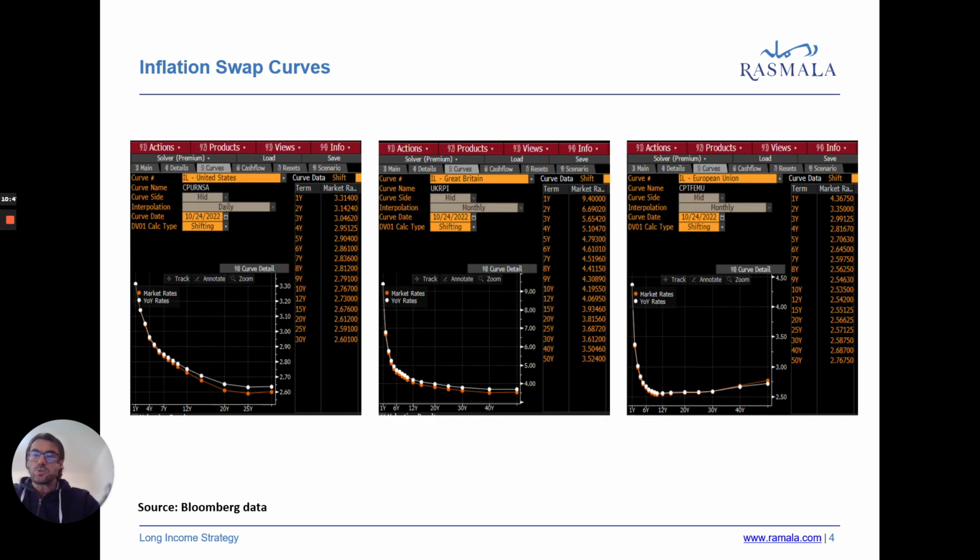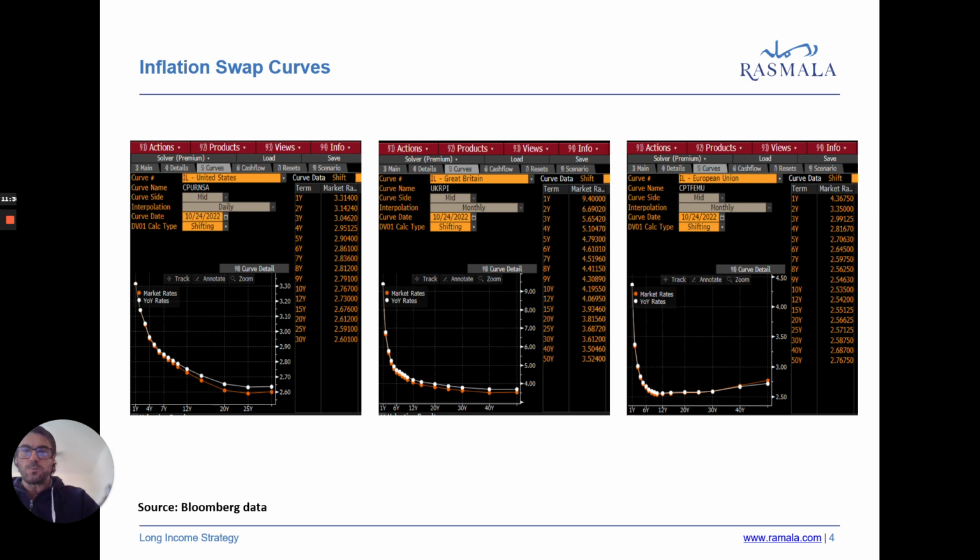Now here, just to conclude, I wanted to show you the inflation swap curves. These are three snapshots which I've taken from Bloomberg: one for the United States, one for Great Britain, and the other for the European Union. So what is this? This is basically the fixed return that an investor has to pay in order to receive a return equal to the inflation. So it's an expectation of the average inflation over 1 year, over 2 years, over 3 years, and so forth.